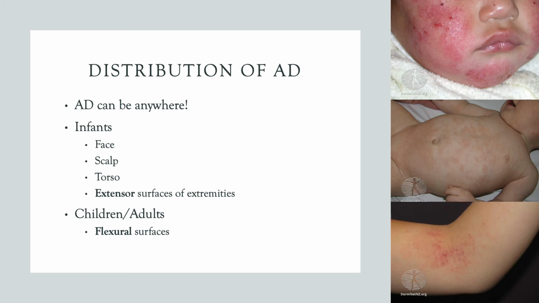Atopic dermatitis can be anywhere, and there is great variability in the distribution among patients. Most people think of the antecubital and popliteal fossa as the classic location for atopic dermatitis, and while these are very common locations in children and adults, infants more often have eczema on the face, torso, and the extensor extremities.